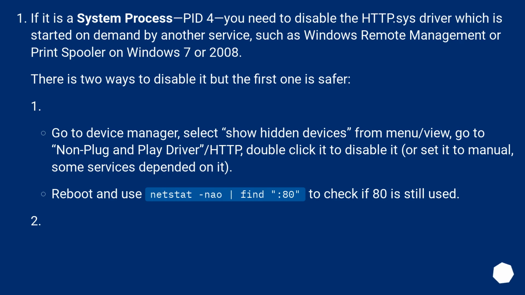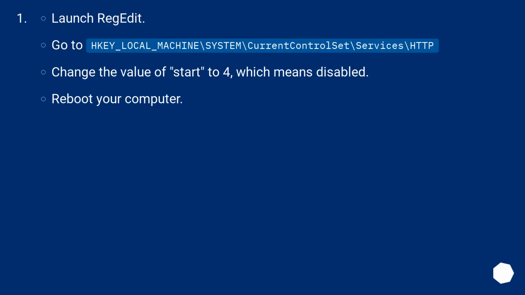2. Launch regedit. Go to HKEY_LOCAL_MACHINE/SYSTEM/CurrentControlSet/services/HTTP. Change the value of Start to 4, which means disabled. Reboot your computer.